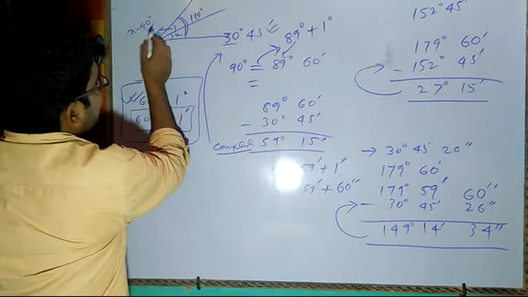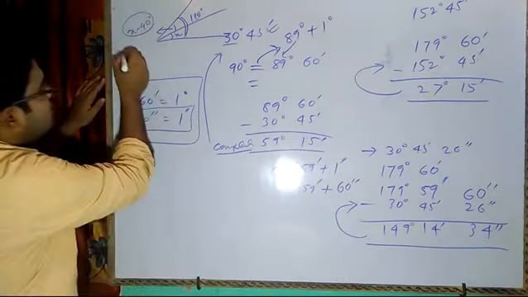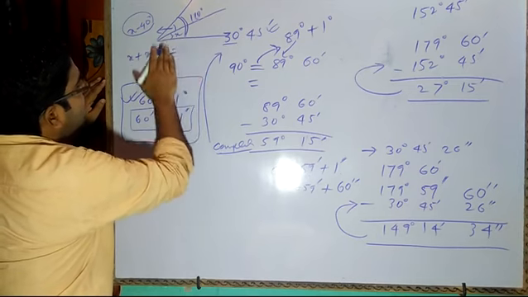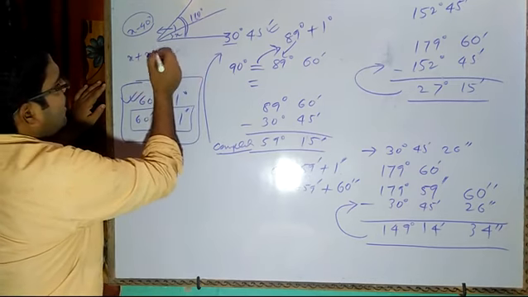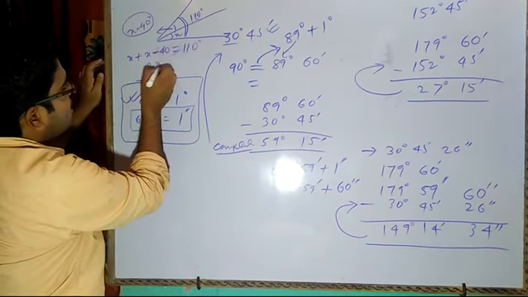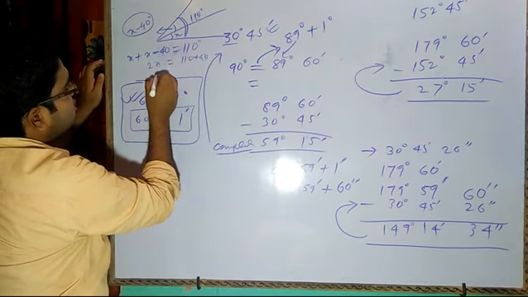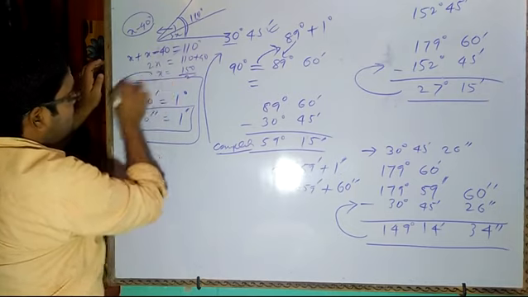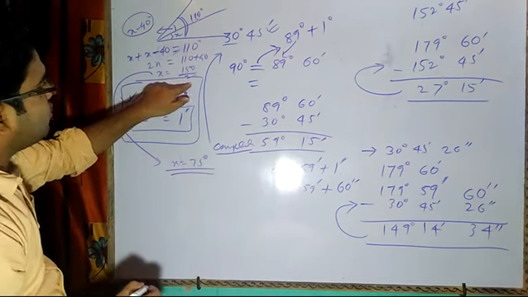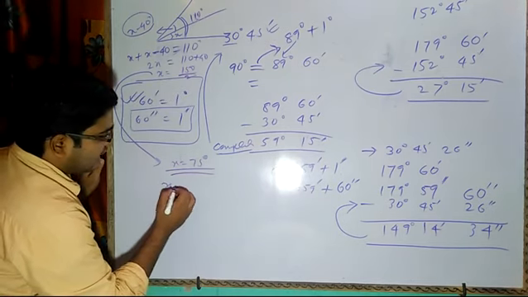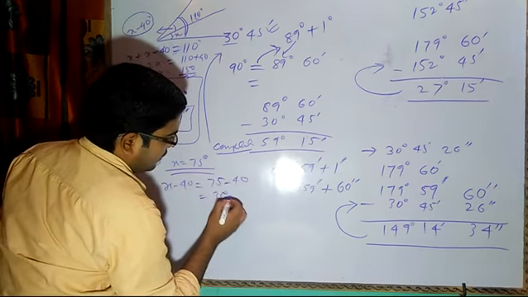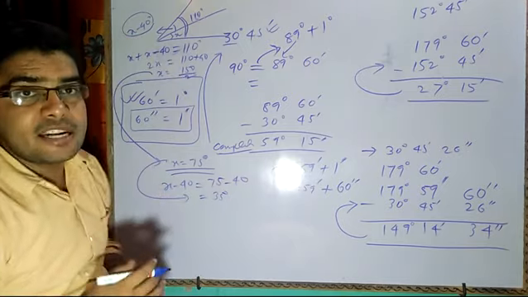Now x plus x minus 40 should be equal to 110. So x plus x minus 40 is equal to 110 degrees. Now x plus x, 2x, is equal to 110 plus 40. So x will be equal to 150 by 2. From here you get x is equal to 75 degrees. Correct? The x value is 75 degrees. So the other angle, x minus 40, will be 75 minus 40, that is 35 degrees. Now when you add these two, obviously you will get 110.